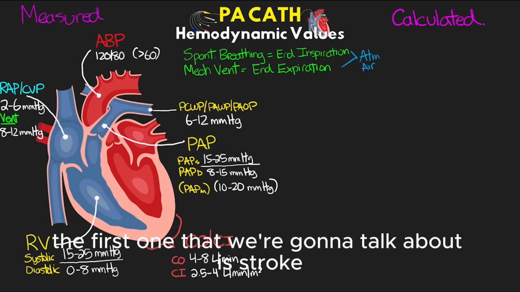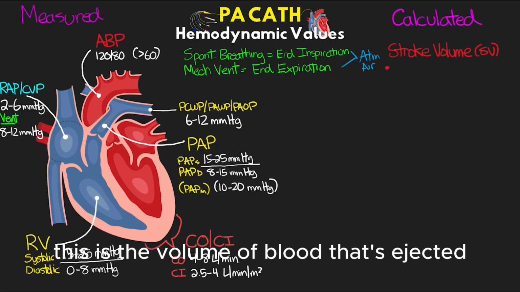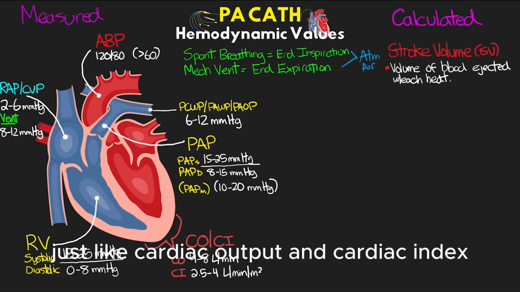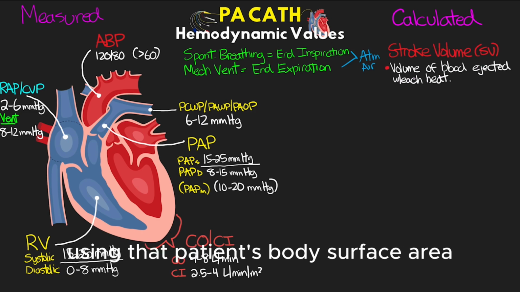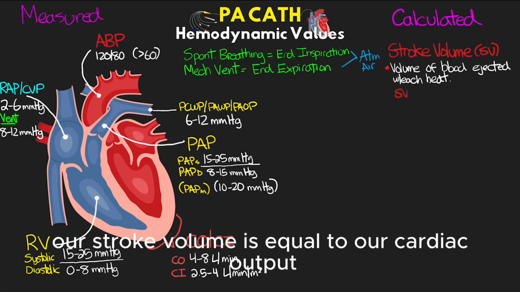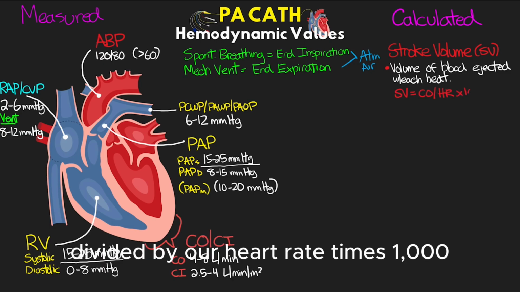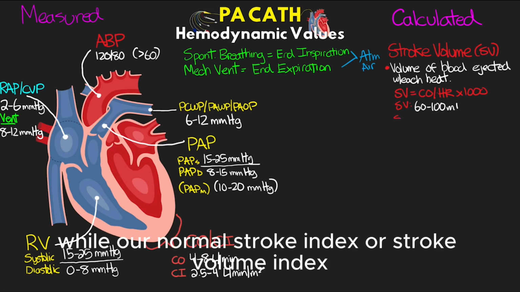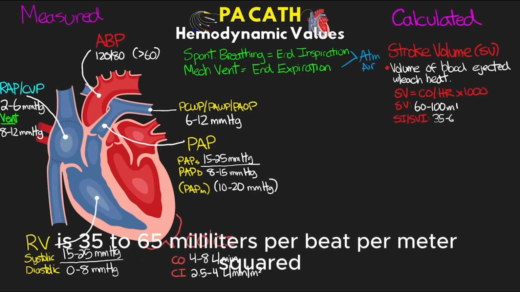And so the first one that we're going to talk about is stroke volume. And here this is the volume of blood that's ejected with each beat. And this value can also be indexed just like cardiac output and cardiac index using that patient's body surface area. The way we do this calculation is we have our stroke volume is equal to our cardiac output divided by our heart rate times 1,000. And here our normal stroke volume is 60 to 100 milliliters, while our normal stroke index or stroke volume index, whatever you want to call it, is 35 to 65 milliliters per beat per meter squared.